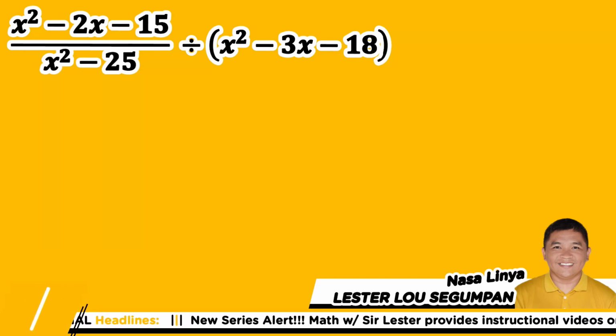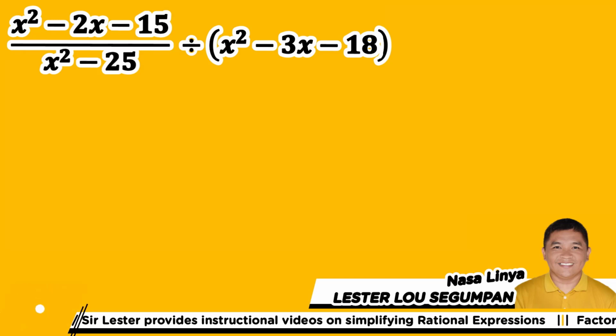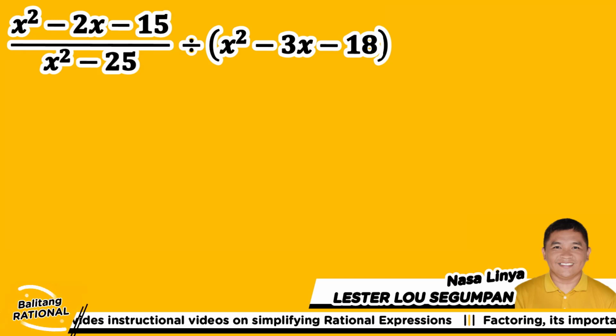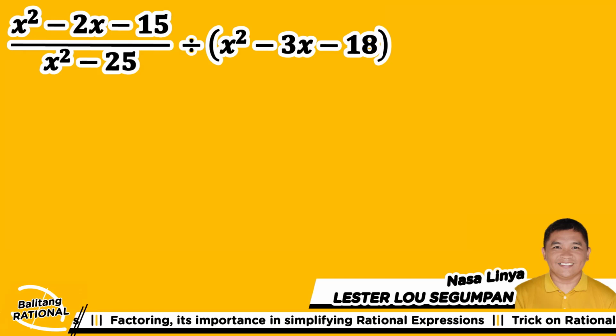Kayo ay nakatutok pa rin sa Balitang Rasyonal at ngayon we are going to simplify this given rational expression. We have here x squared minus 2x minus 15 all over x squared minus 25 to be divided with x squared minus 3x minus 18. Dito po ang gagawin natin.